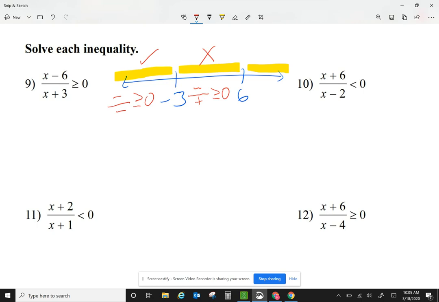Now for my third section, let me think of any number greater than 6. Let me think of a 7, right? Once again, I'm thinking of 7. 7 minus 6, that's positive. 7 plus 3, that's a positive. So this thing, it says the positive divided by positive is greater or equal to 0. Yes, that's true. So this section works. My answer are basically the sections that did work.